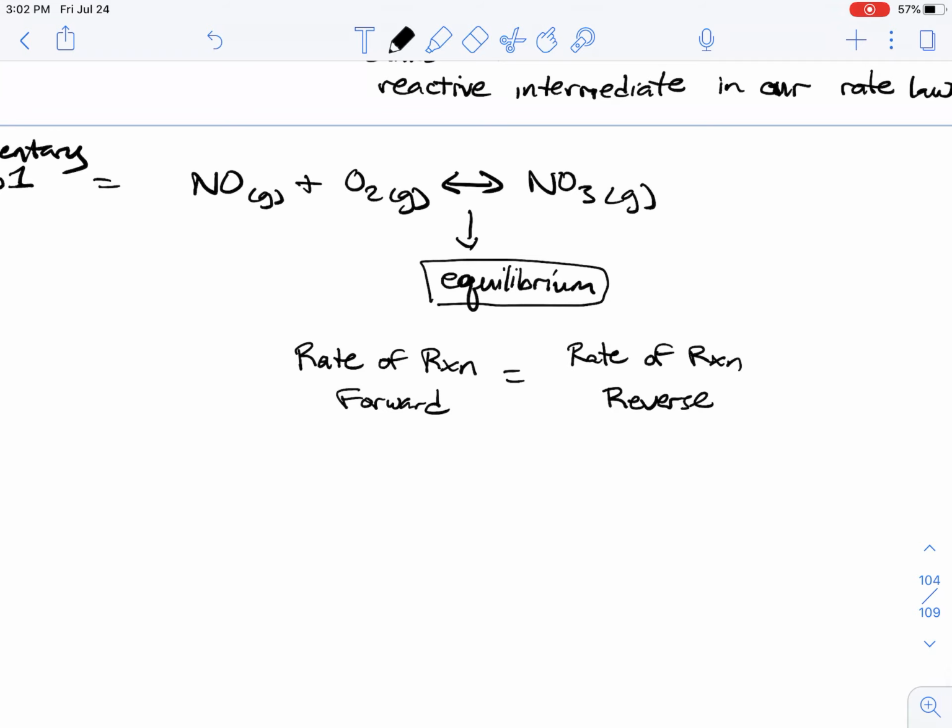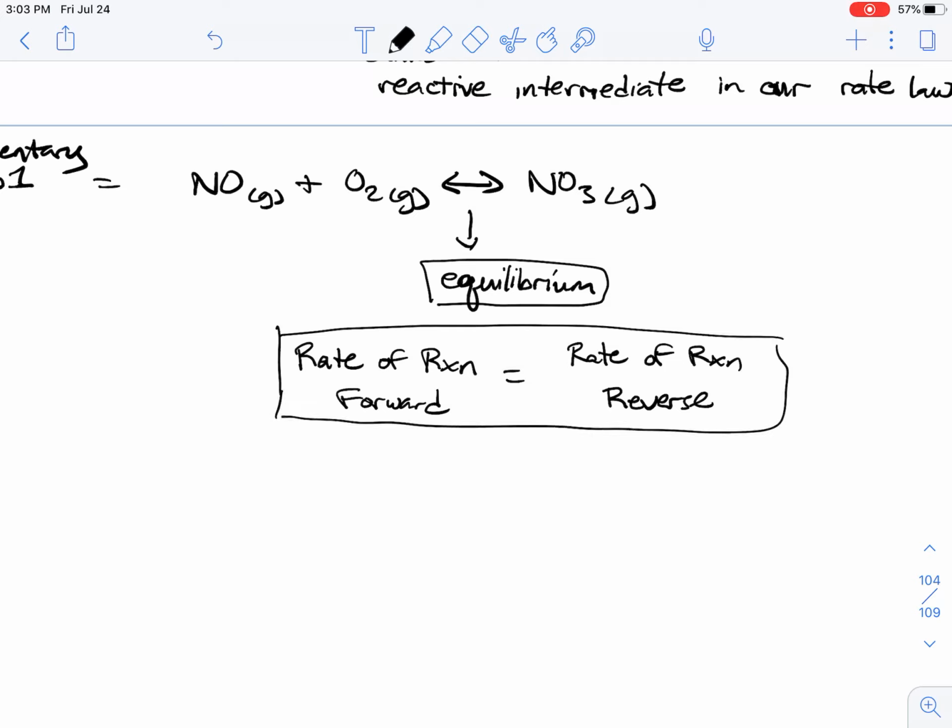And so this is cool because now we can go ahead and use this definition of equilibrium. It's going to serve as our foundation to create some assumptions. And so remember that the rate of the reaction can be described by the rate law, such that the rate of the forward is equal to the rate constant K times the concentration of NO raised to the first power times the concentration of O2 raised to the first power.